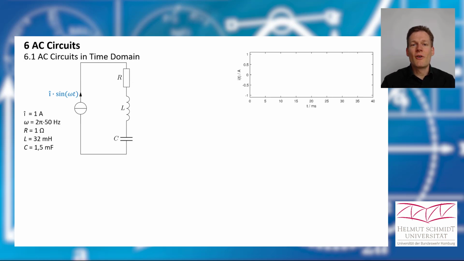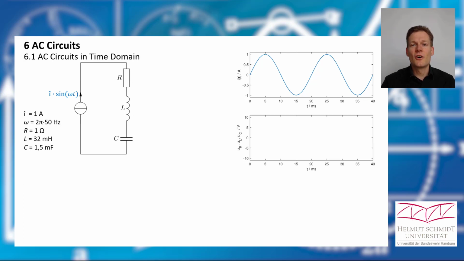Okay, so our current is sinusoidal. I'll draw it here. Then I want to calculate and draw the voltage drops at our passive elements. And you know that at a resistor we just have Ohm's law, so the voltage drop here is R times the expression for the current. And if I draw it, it's a sinusoidal voltage. The amplitude will be 1 volt because the current has an amplitude of 1 ampere and the resistor has the value 1 ohm.